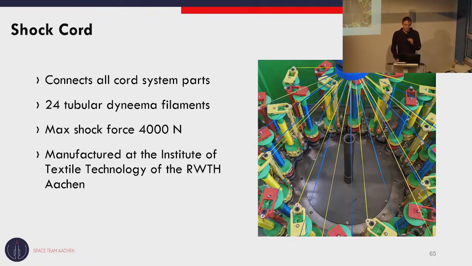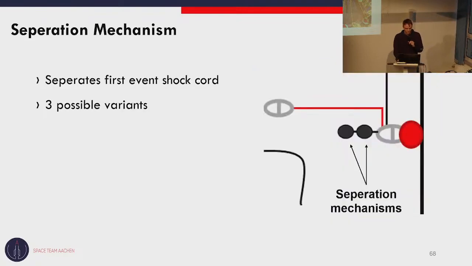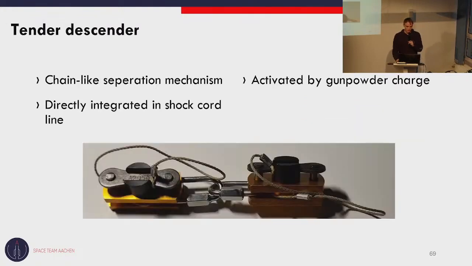The shock cords are manufactured here in Aachen at the Institute of Technology and will withstand a maximum shock force of over 4 kilonewtons. Let's talk about the separation mechanisms. The separation mechanisms are used to trigger the main parachute deployment. We have 3 options. The first option is a tender descender.